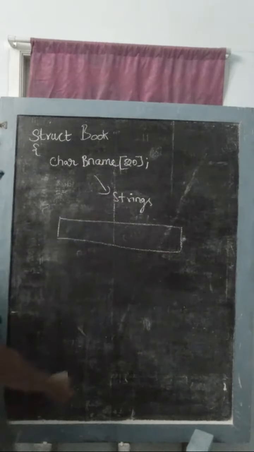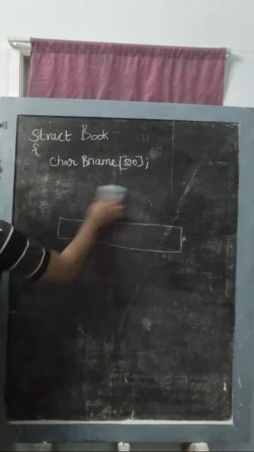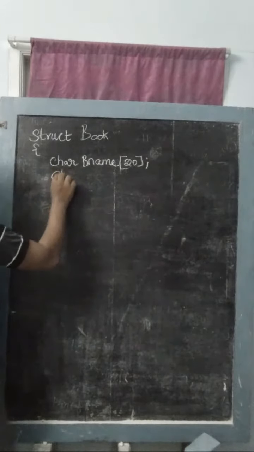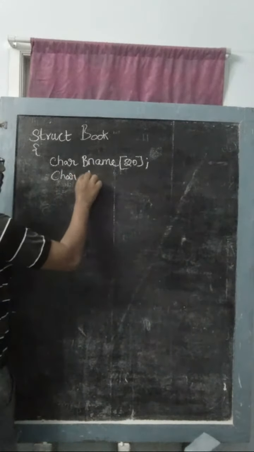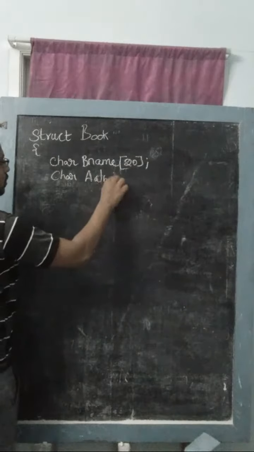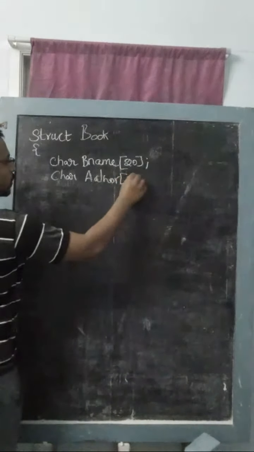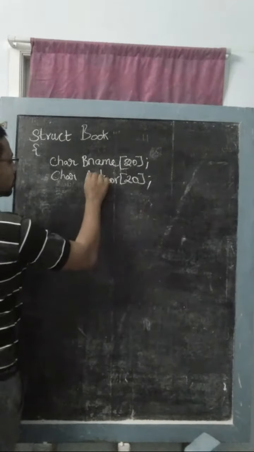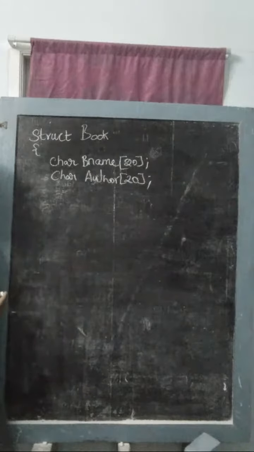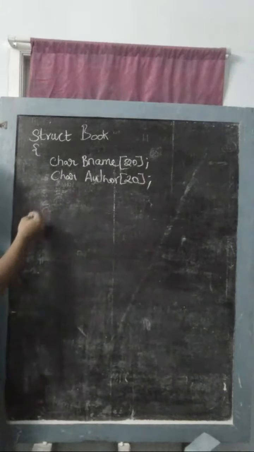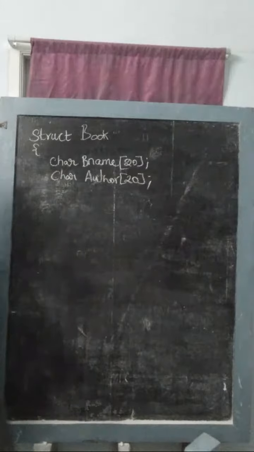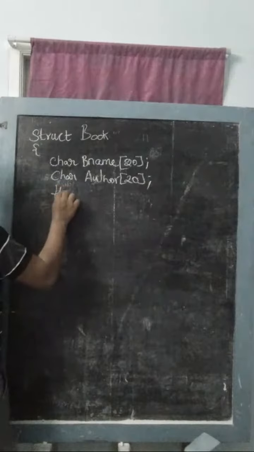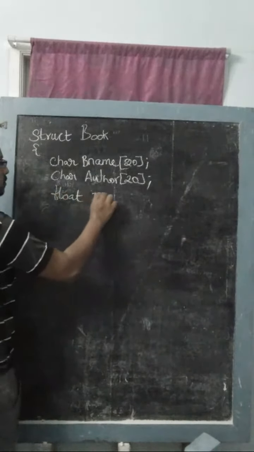Book name, I have just mentioned. Okay, and then next author name. Author name is also a character array. So char author name of 20. I mentioned like that. Okay, and the third one, price of the book. Price of the book comes under the category of float. It may be a float, so I am just writing float price.